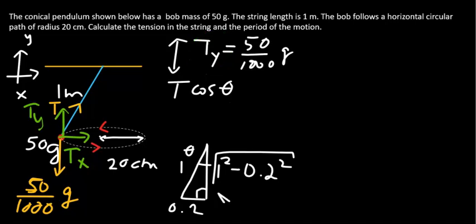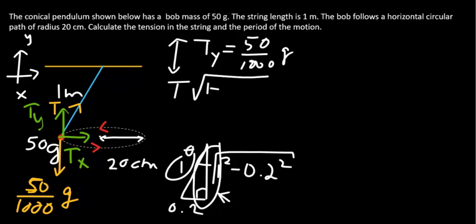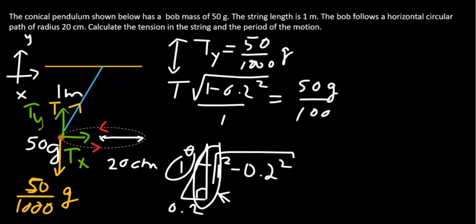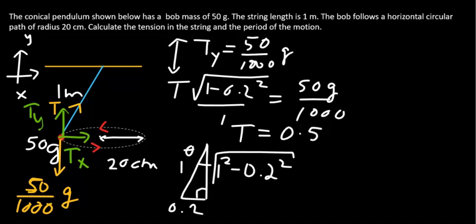From this diagram, cosine theta is this length over 1. So we can write cosine theta as the square root of 1 minus 0.2 squared over 1, and that equals 50 times gravitational acceleration over 1,000. And from this you can immediately find the tension, which turns out to be 0.5 newtons. So that is the answer for the tension.